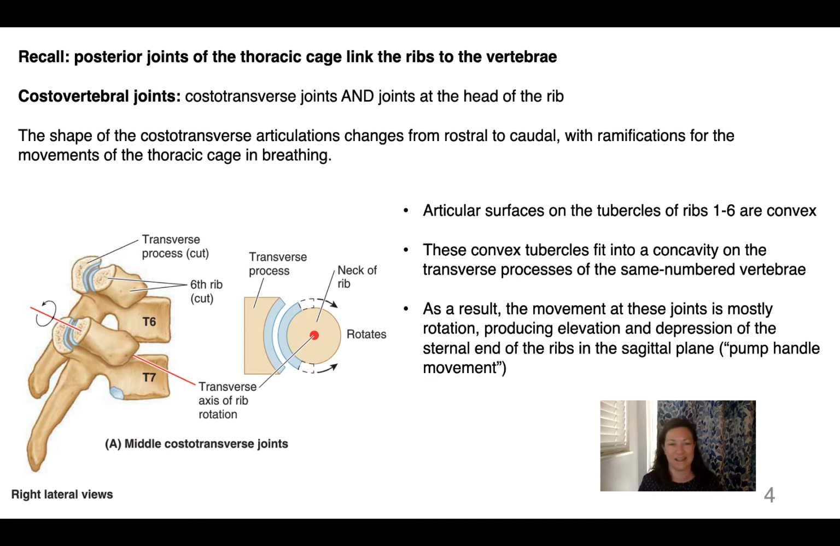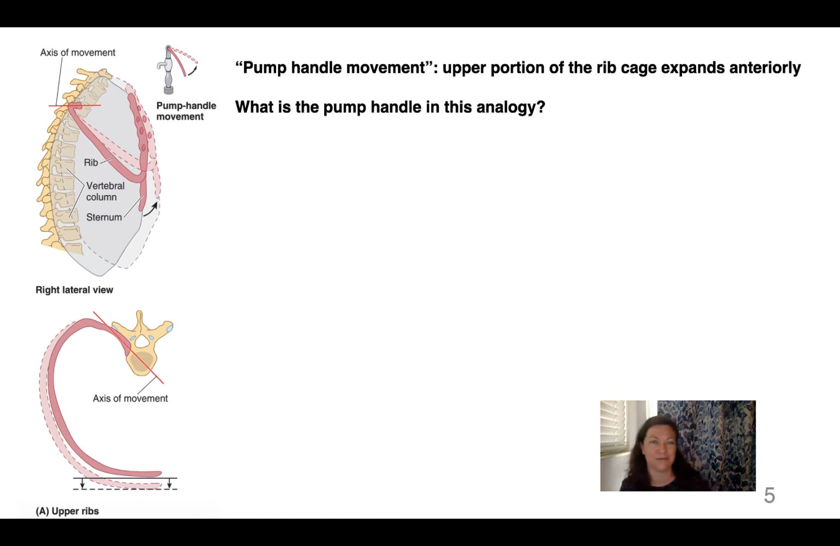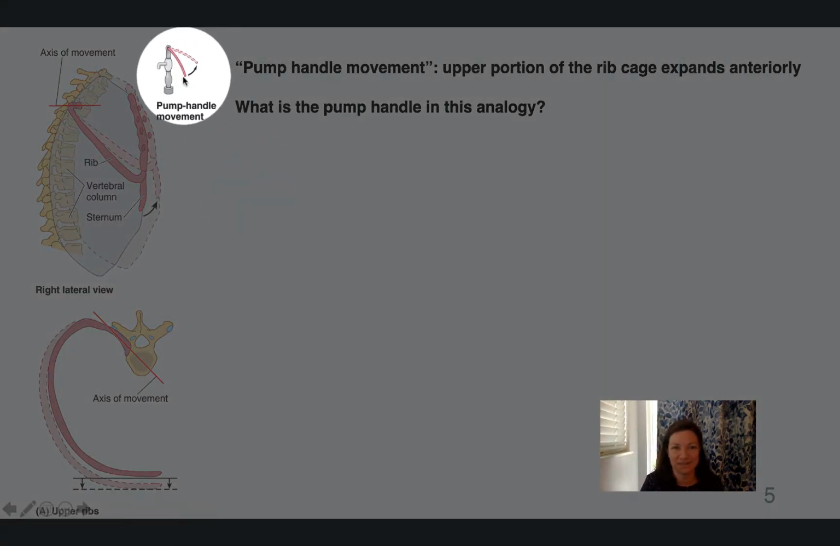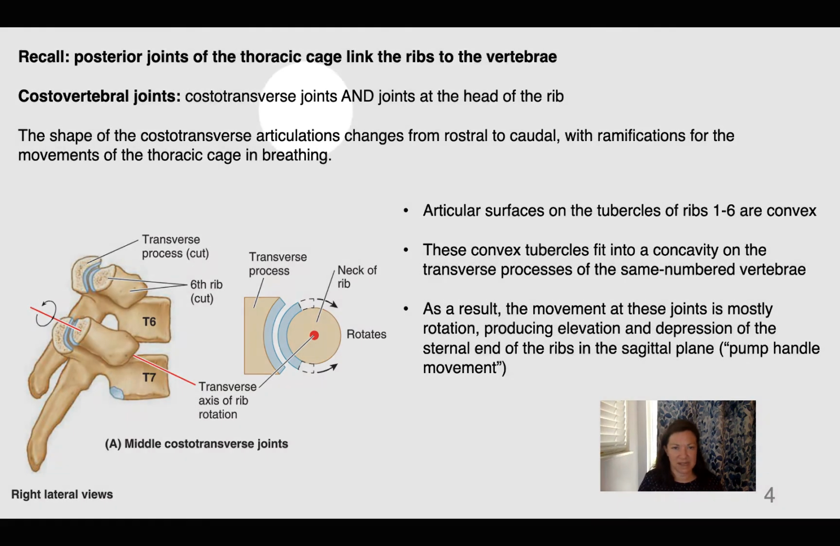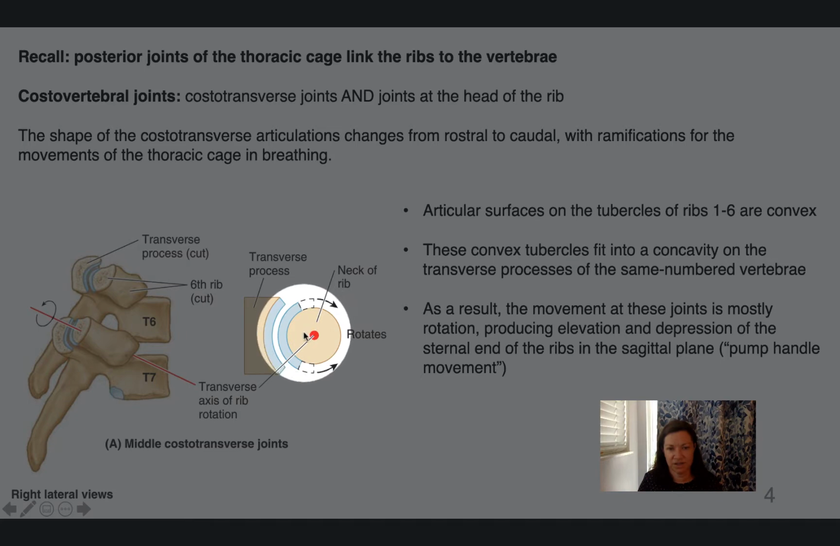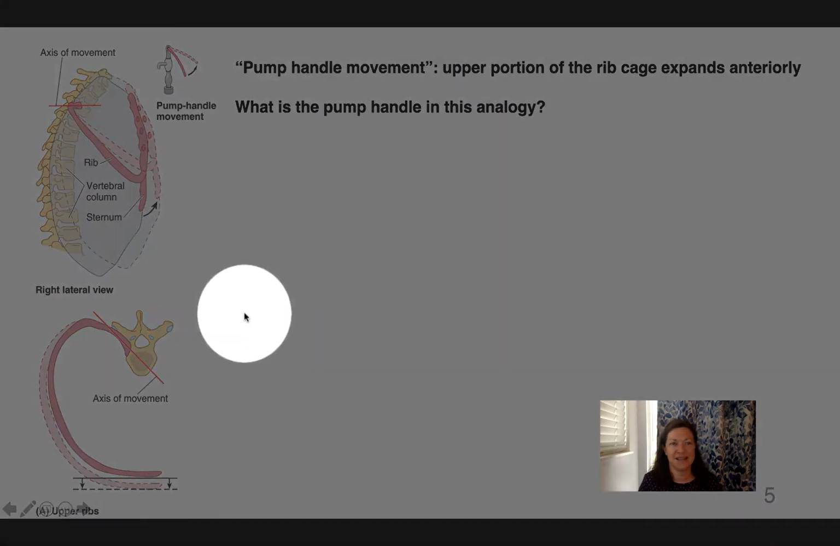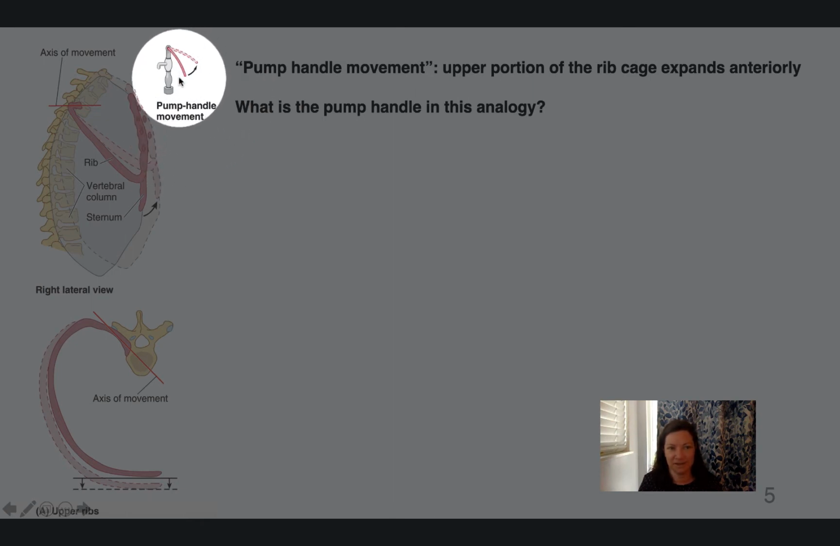Now, the pump handle movement analogy works better if you know what an old-fashioned pump looks like. And so an old-fashioned pump, such as you still see in some BC campgrounds, looks like this. So the pump handle movement is the movement in which the upper portion of the rib cage expands anteriorly. And it's facilitated by these costotransverse joints that allow the neck of the rib to rotate. And in this analogy, it's really important to realize that the sternum is the pump handle. And so the chest expands primarily in the anterior-posterior direction in the upper thoracic cage.